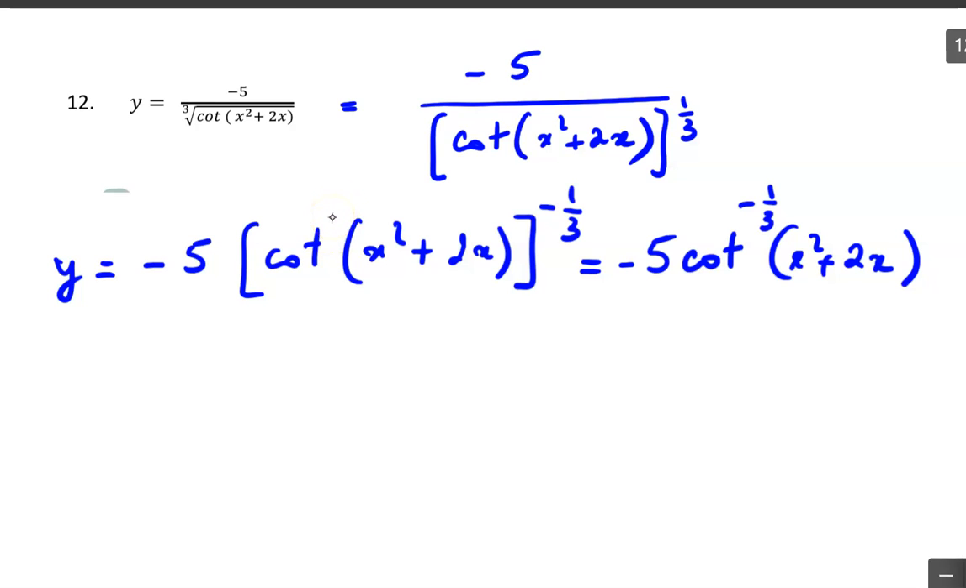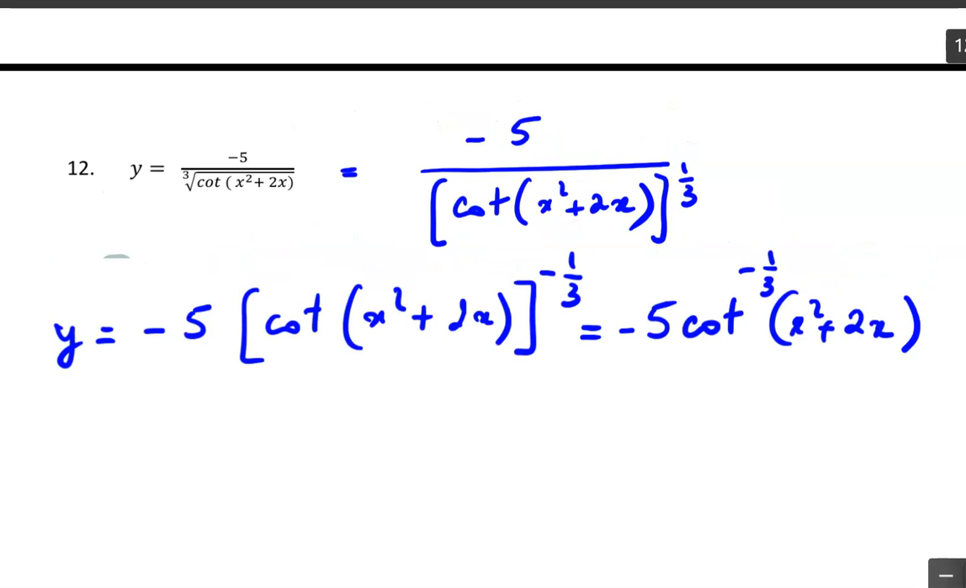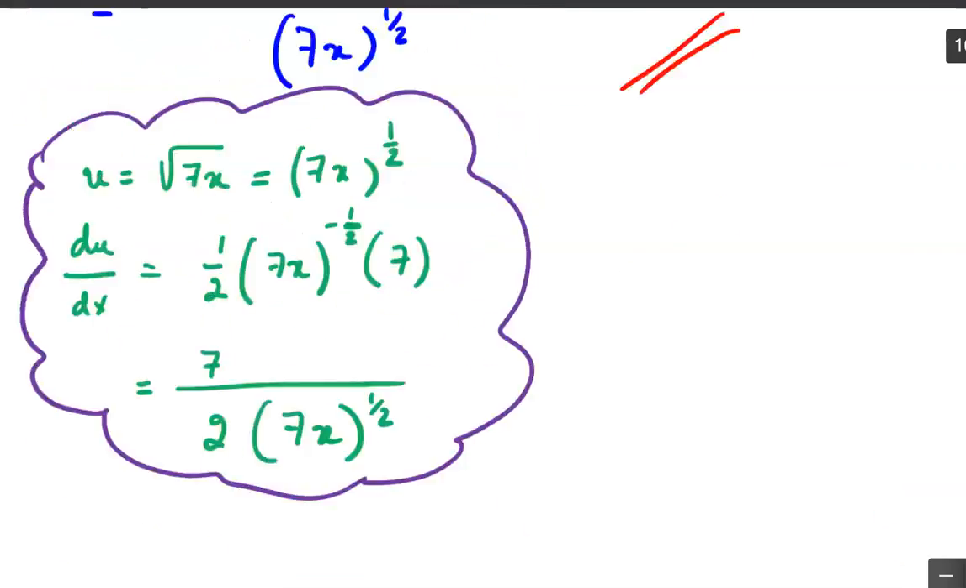Don't forget that when you analyze your exponent, the exponent applies to the entire cotangent function. So don't make the error of thinking that this exponent only applies to the argument. It's totally different from the previous example that I explained for everyone. Let me go back to that previous example.